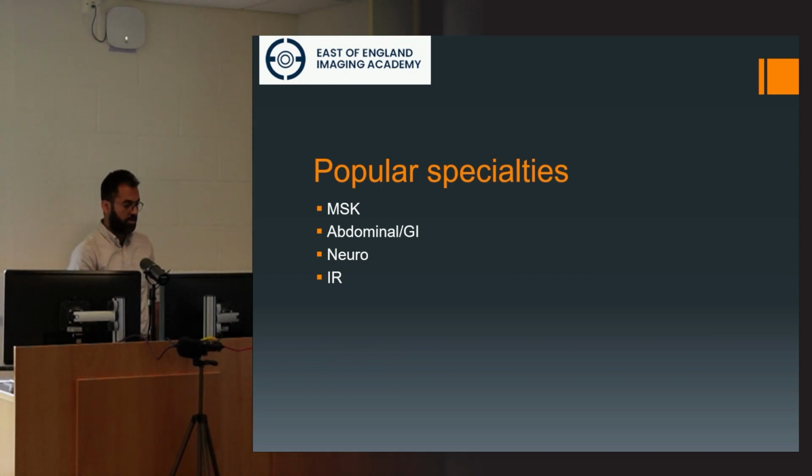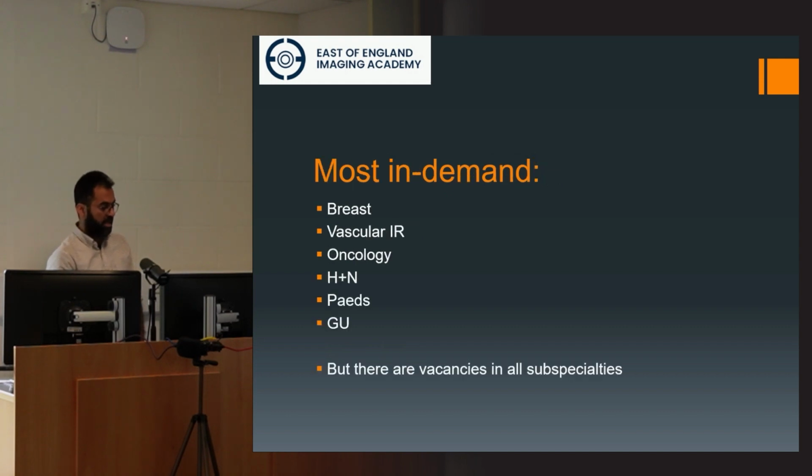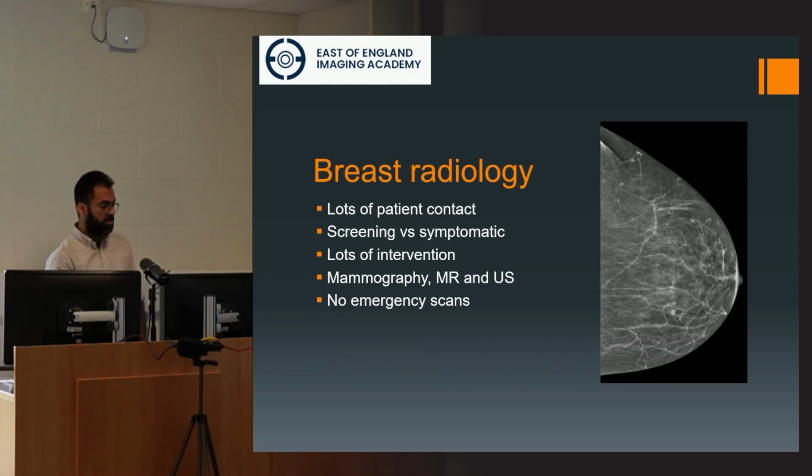Then there are a few quite popular specialties. I've listed just 4 or 5. The most popular ones are MSK, GI, and neuro. And as I said before, IR. Everybody wants to do IR at the beginning, but I think it keeps on changing during mid training or towards the end of training. The most in-demand specialties are breast, vascular, IR, head and neck, peds, and GU. But there are vacancies in all the subspecialties, and you end up getting the subspecialty you like. There might be more competition, but I think at the end, everybody gets whatever they want. I'll quickly go through each subspecialty in a bit of detail.